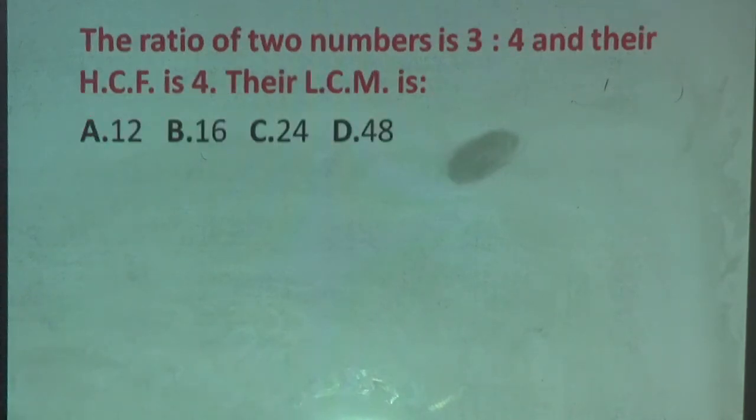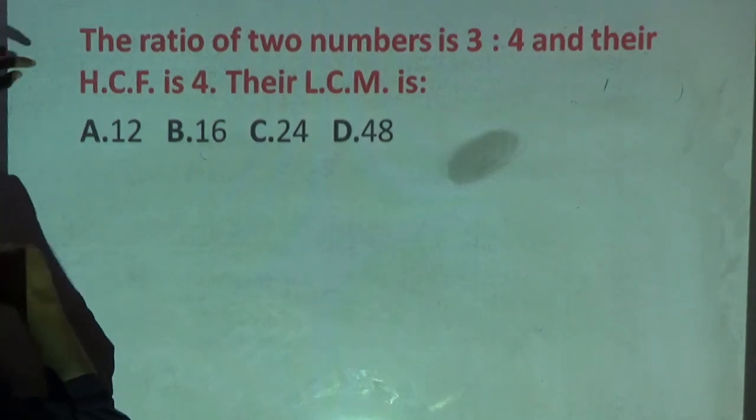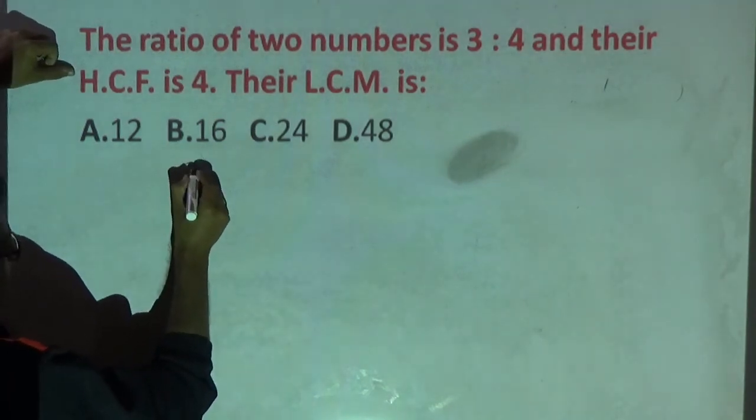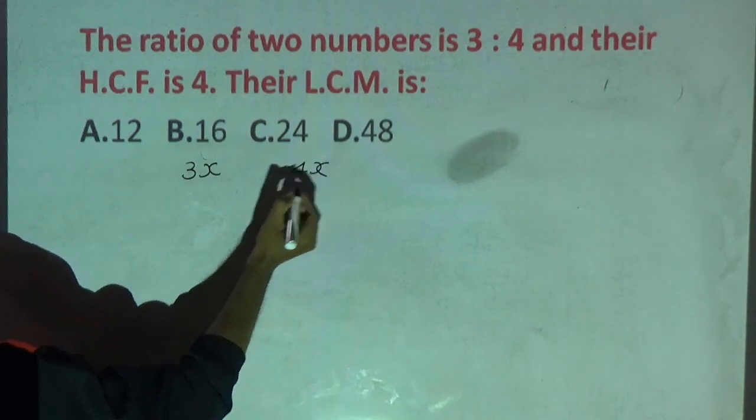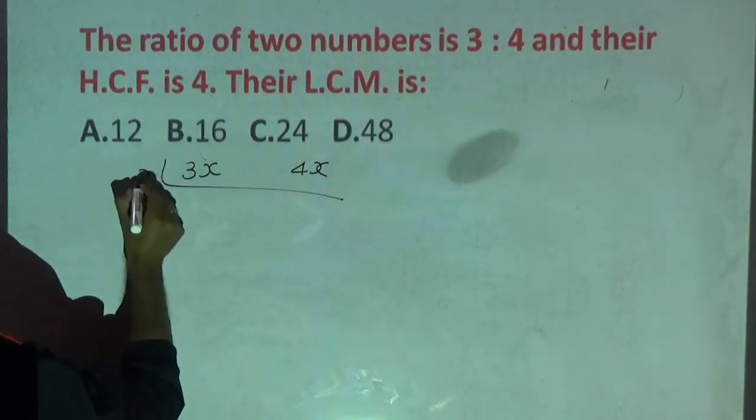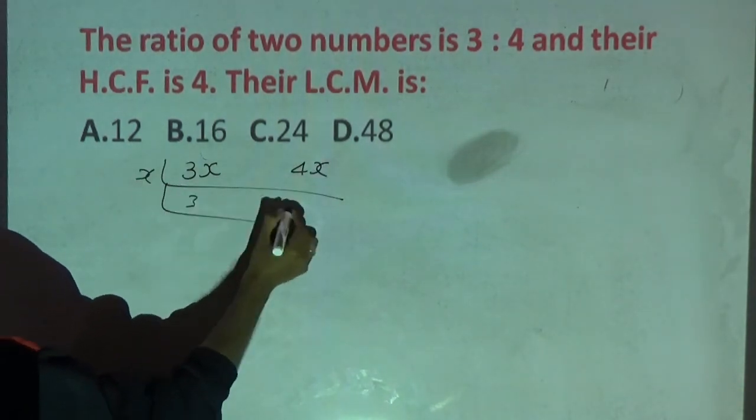The ratio of two numbers is 3:4 and their HCF is 4. Let the two numbers be 3x and 4x. Now I will find the HCF here: x times 3, x times 4.